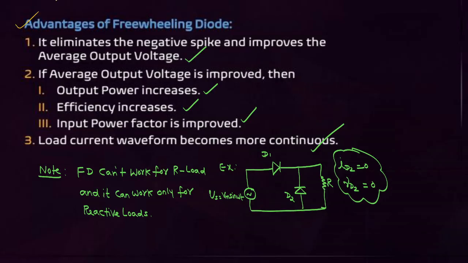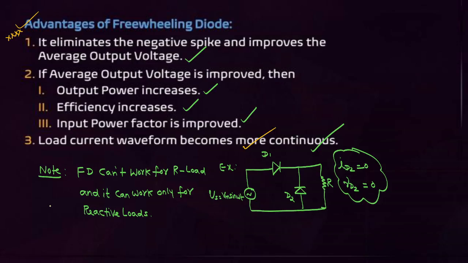Then what are the advantages of freewheeling diodes? Questions based on this are also important. It eliminates the negative spikes and improves the average output voltage. Using freewheeling diode, negative spikes are eliminated. When the negative spikes are eliminated, average output voltage is improved. If average output voltage is improved, output power increases, efficiency increases, input power factor also increases, and the load current waveform becomes more continuous. All these are the advantages.